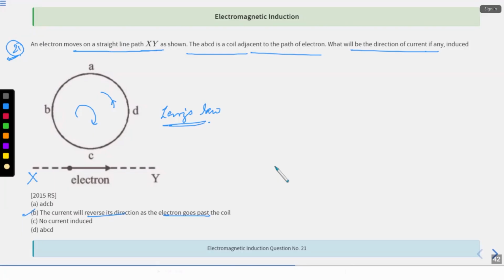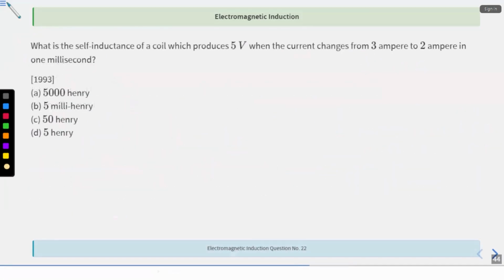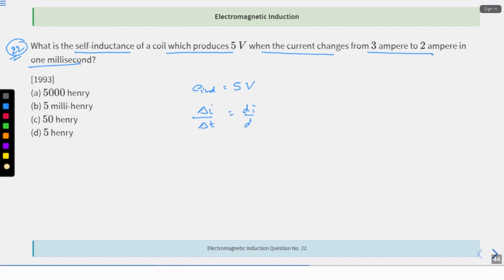So let's move on to question number 22. What is the self-inductance of a coil which produces 5 volts? The current changes from 3 ampere to 2 ampere in 1 millisecond. Again, a similar question we did, question number 28, I guess. So EMF induced is given to us as 5 volts. We can calculate delta I by delta t. Since it is millisecond, I think I should take dI by dt.